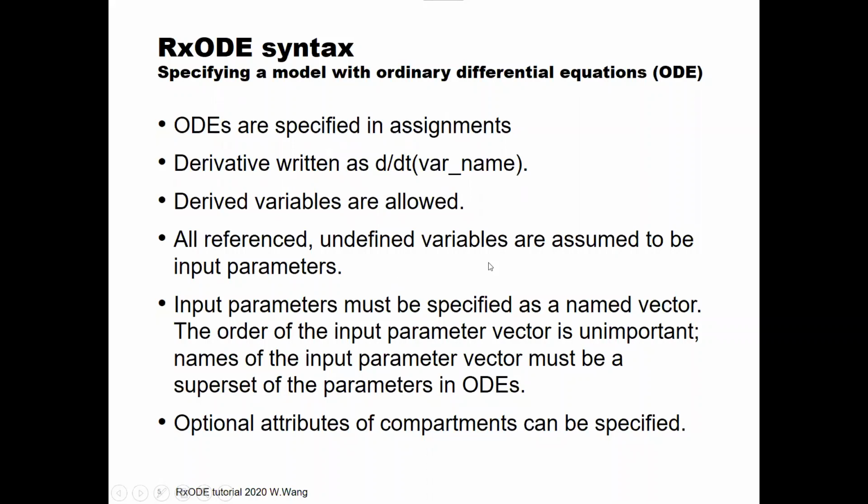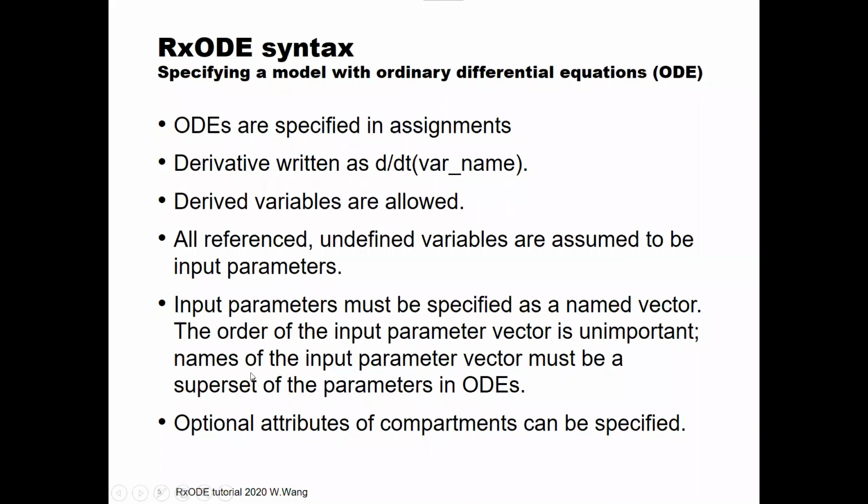If there are certain quantities or variables you used when you define your differential equations, you referenced them, but you had never defined them, then all those referenced undefined variables are automatically assumed to be input parameters. So input parameters must be specified as a named vector. I'm going to get into that in detail later. The order of the input parameter vector is not important.